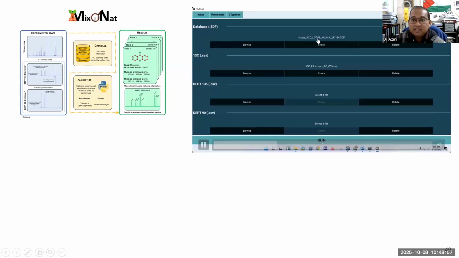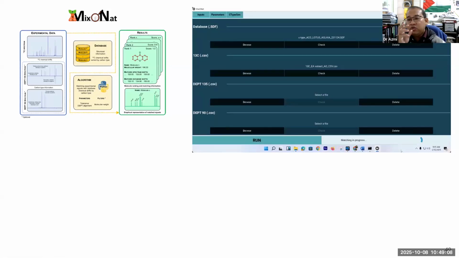Okay, this is the database, and this is carbon-13 data, which we convert into CSV. After that, we click run. So it keeps running. We can do it for the mixture compound, no, we can do it for the mixture extracts. We can do it for the fractions. We can do it for the pure compounds.